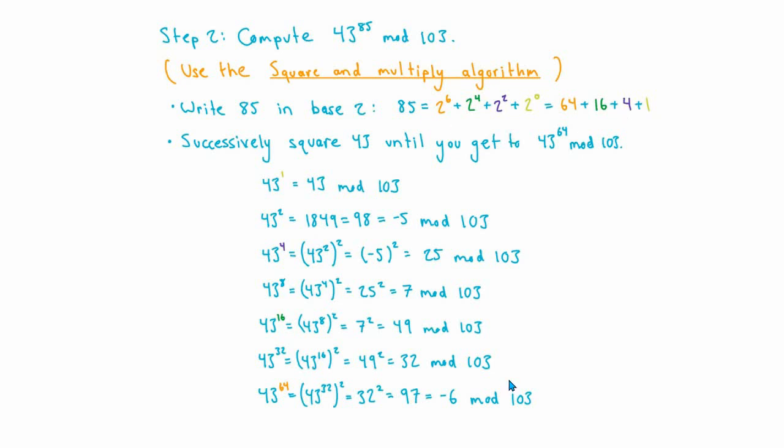Once this is done, what we want to do is to again use the properties of exponents and multiply together all the powers of 43 in this list which correspond to the non-zero digits in the base 2 expansion of the exponent.